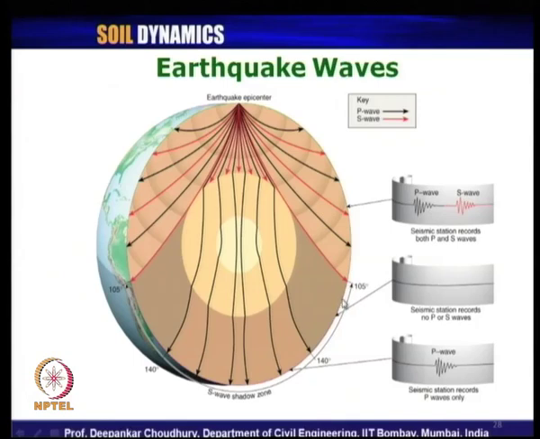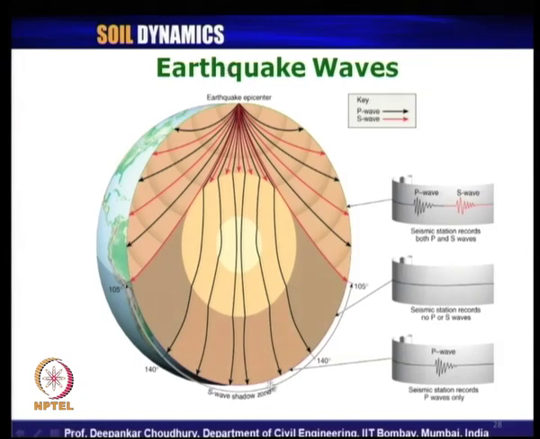Whereas, if some seismic recording stations are located in this zone, between about 105 to 140 degrees, their seismogram will record nothing, because neither P wave nor S wave reaches this zone. It is a shadow zone for both P wave as well as S wave. So, though the recording station is there, it cannot record anything. They will not feel anything, as if the earthquake happened in the other part of the world.